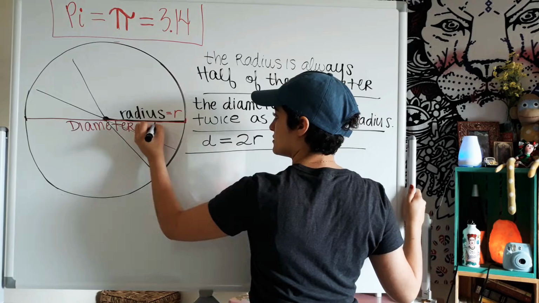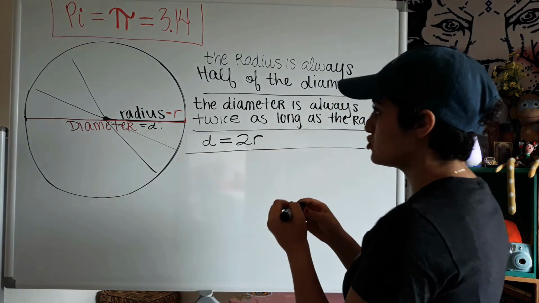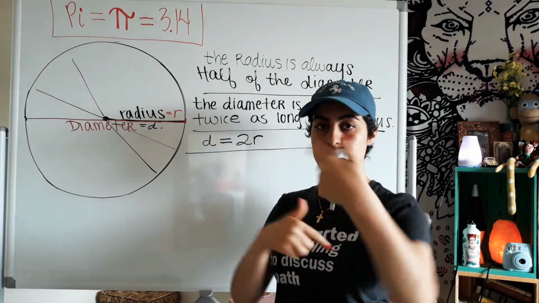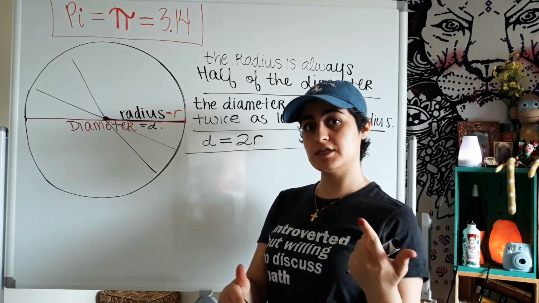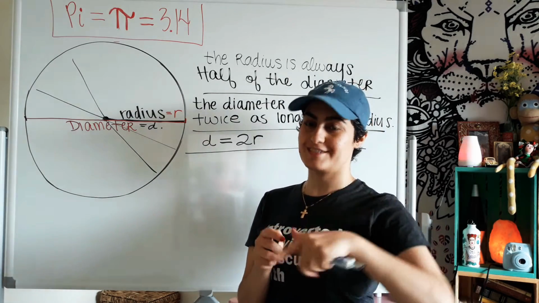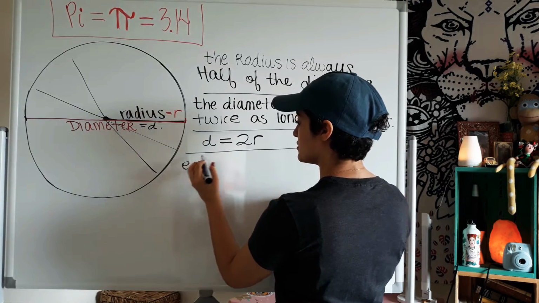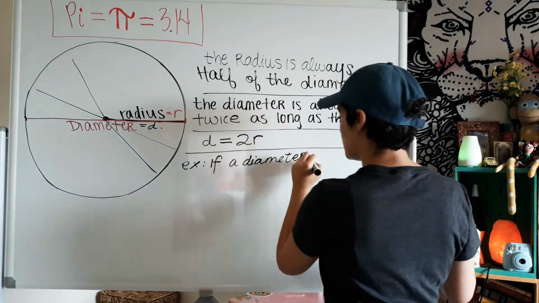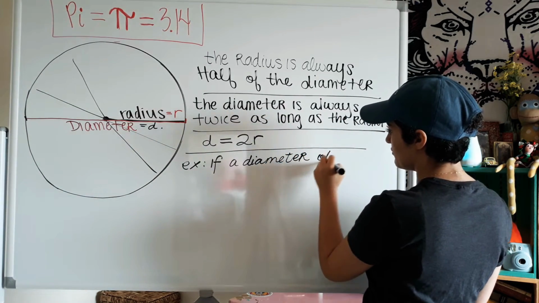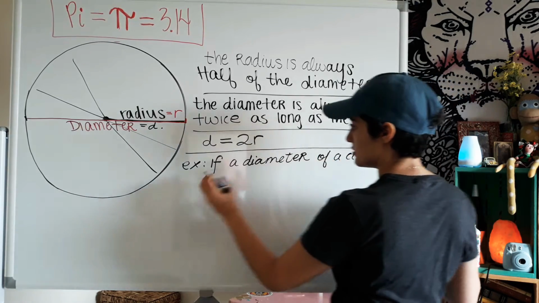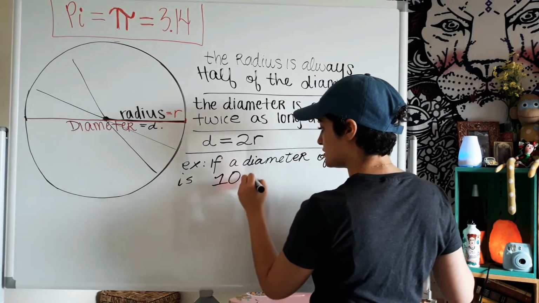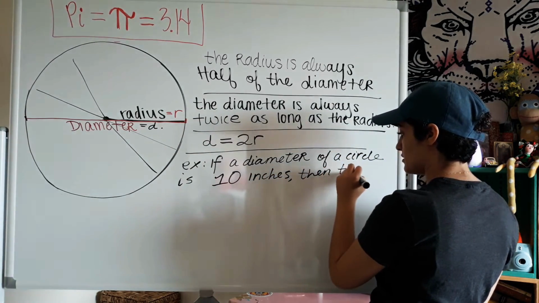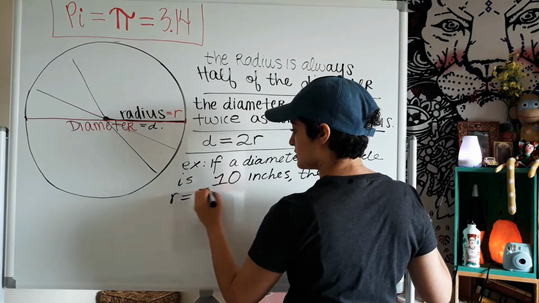Now, if you know what the radius is, you can figure out what the diameter is. And if you know what the diameter is, you can figure out what the radius is. So for example, if the diameter of a circle is 10 inches, then the radius is 5.